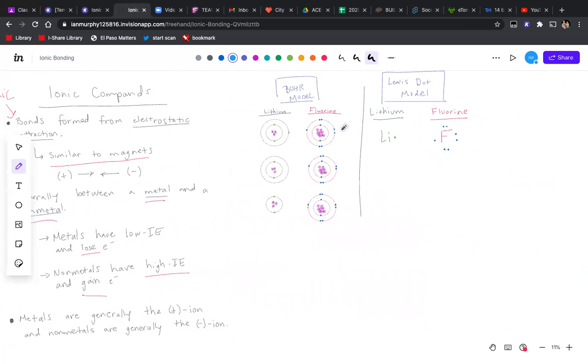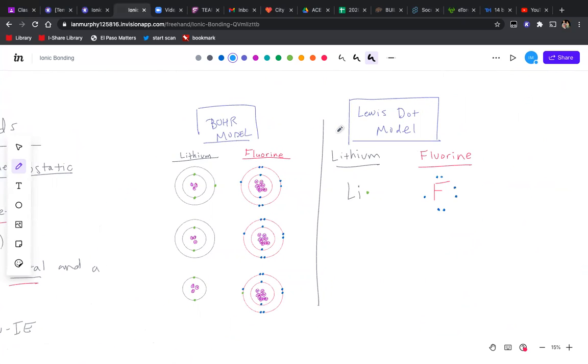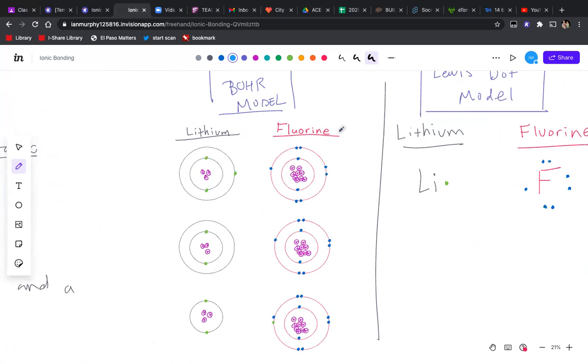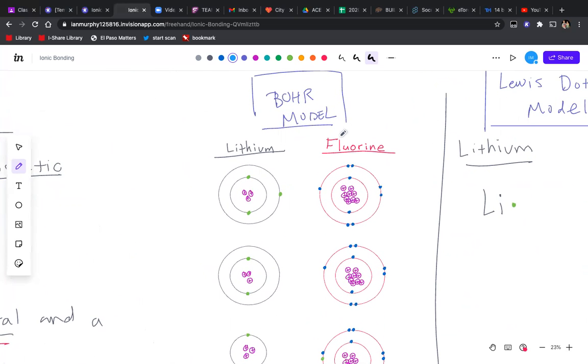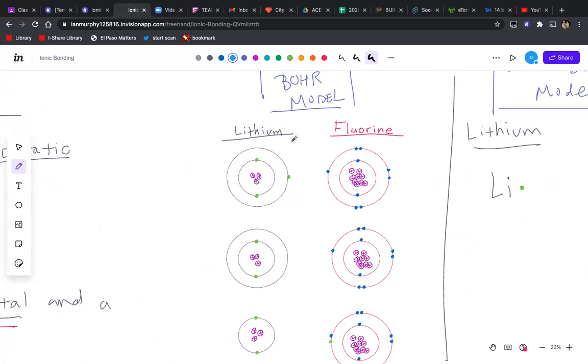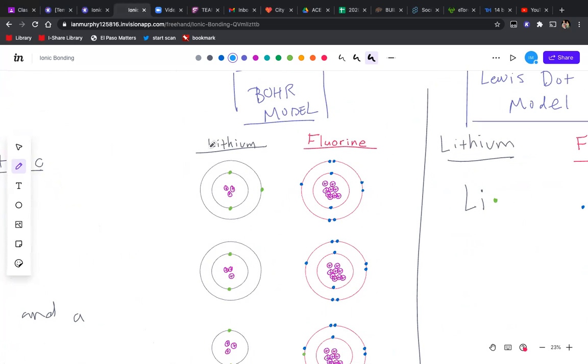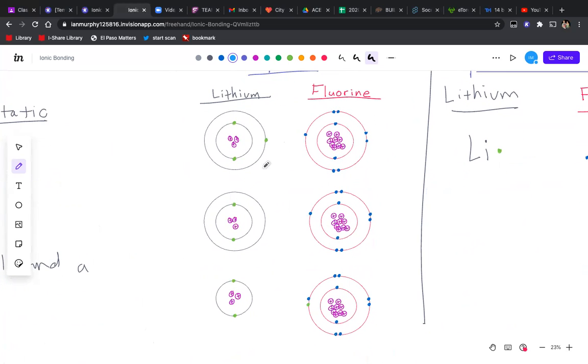We're going to go ahead and take a look over here at the Bohr model. What we're working with here is lithium and fluorine. So what I want to illustrate for you guys is what exactly is going on in an ionic bond. What exactly is it that's behind the formation of an ionic compound?